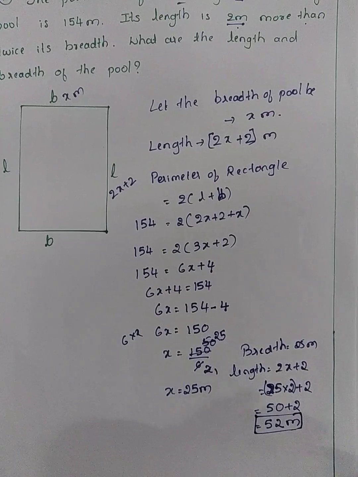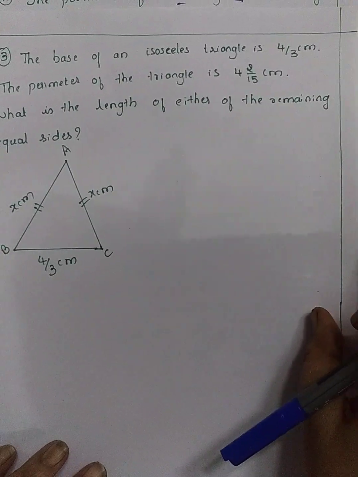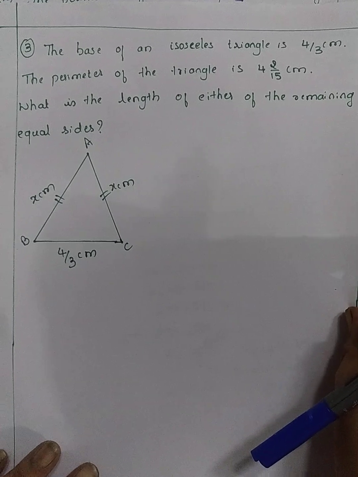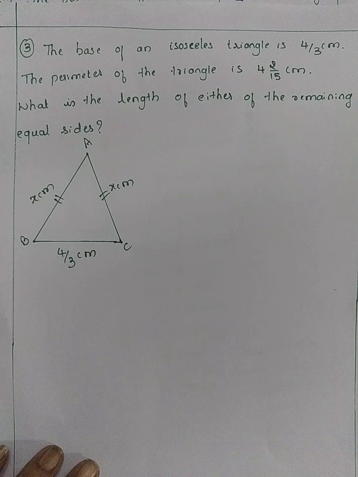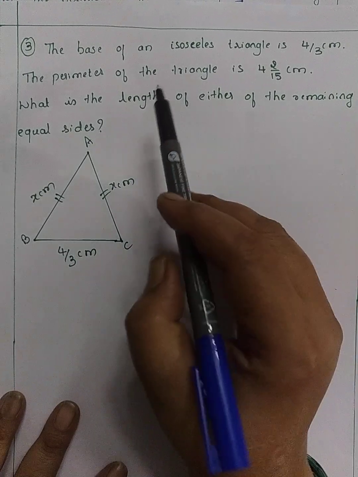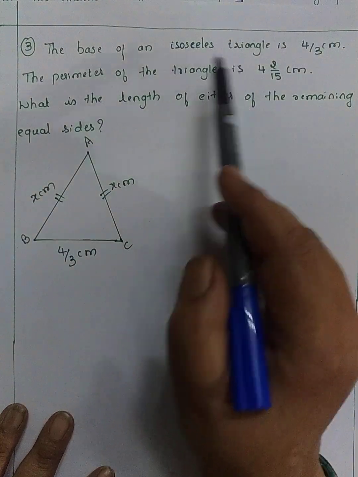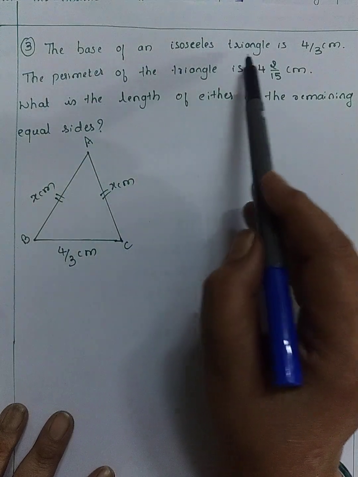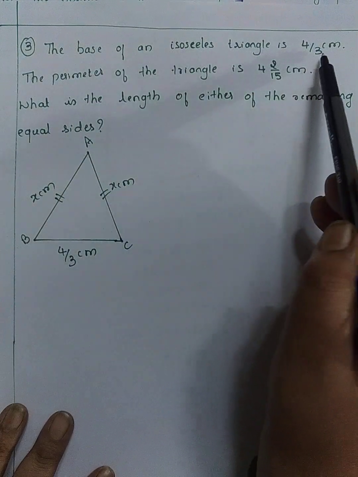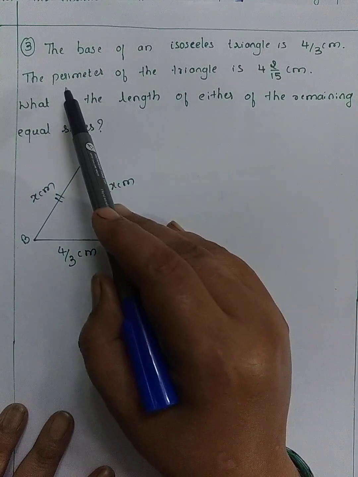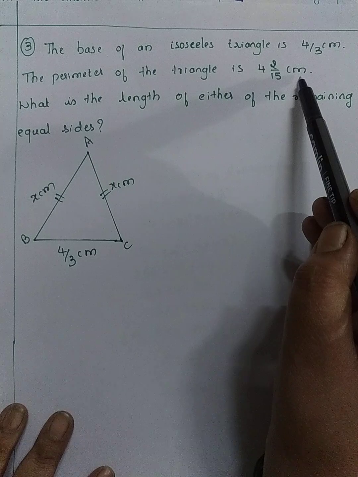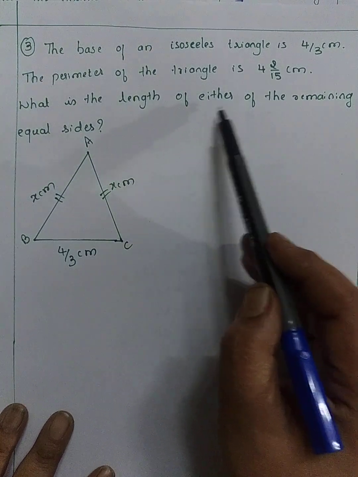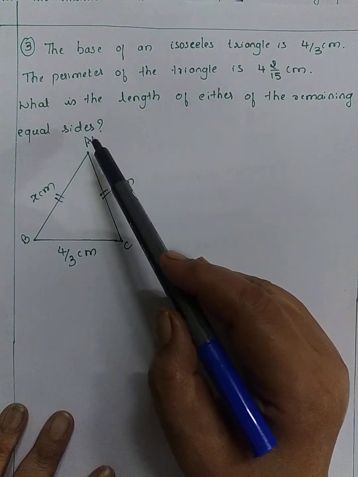And the third question from this exercise is related to a triangle. So in triangles, how many types are there? Equilateral triangle, isosceles triangle and scalene triangle. Here an isosceles triangle is given. The base of an isosceles triangle is 4 by 3 centimeter. The perimeter of the triangle is 4 integer 2 by 15 centimeter. What is the length of either of the remaining equal sides?